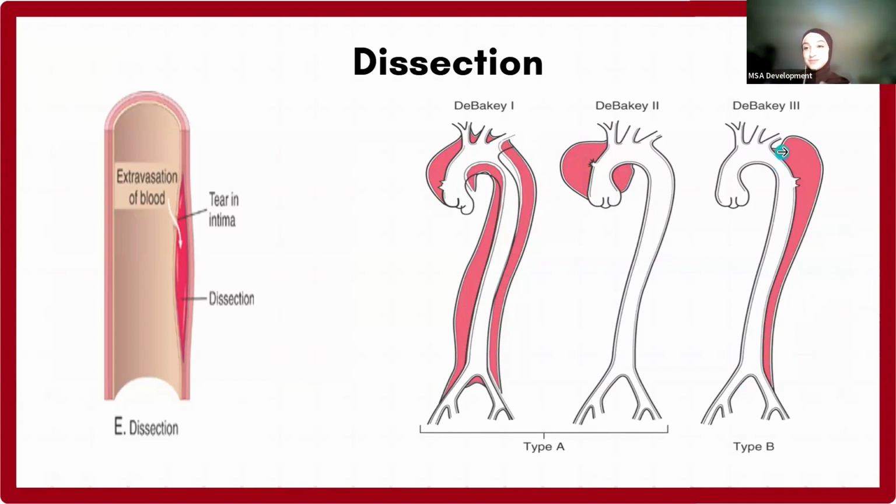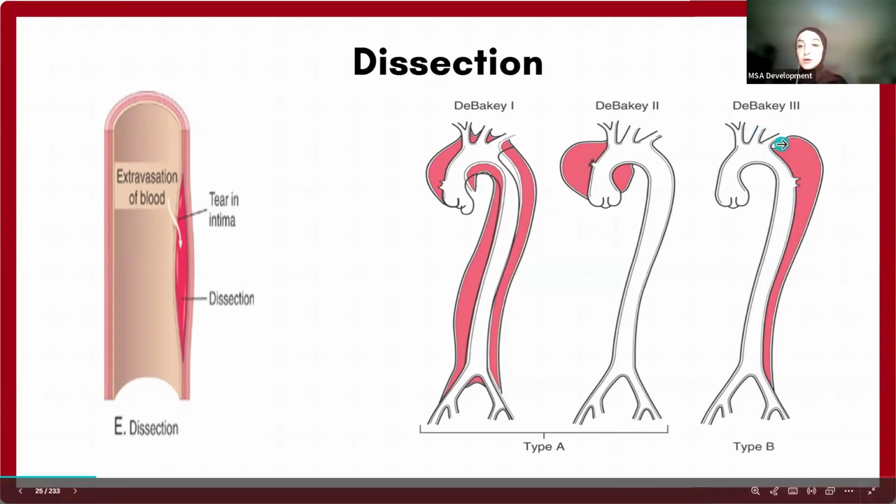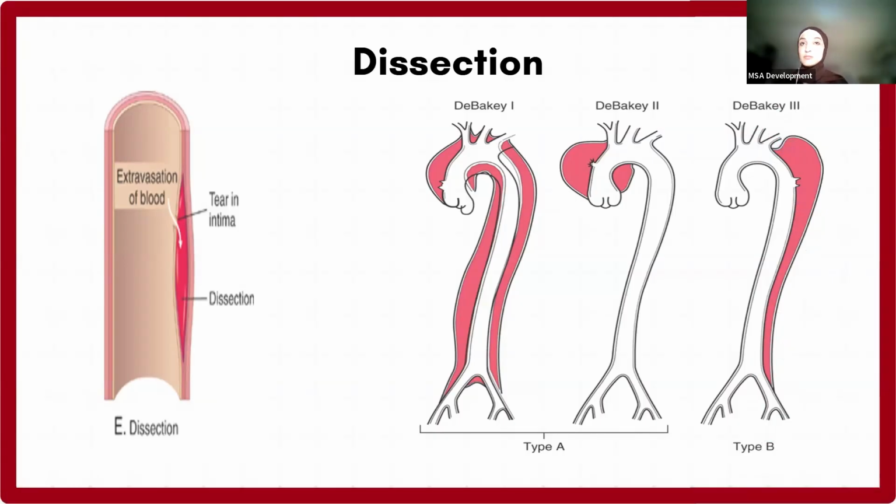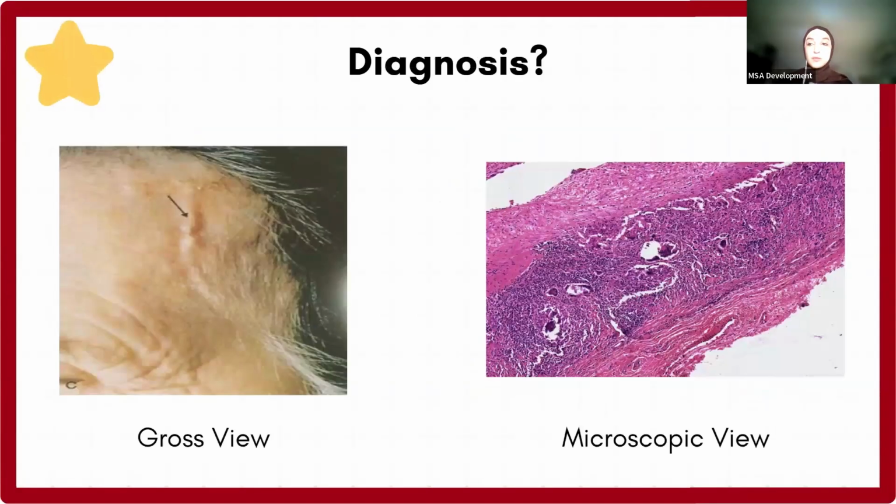Anyways, I hope that helps anyone. And essentially, the DeBakey 3 or type B is just the dissection in the descending aorta. Okay? Keep that in mind.